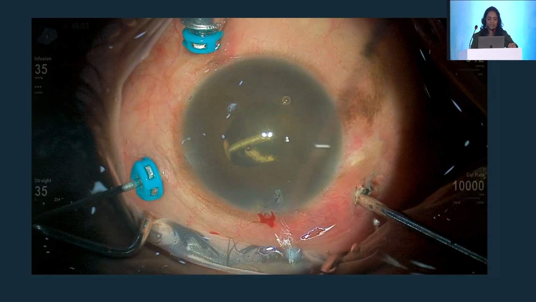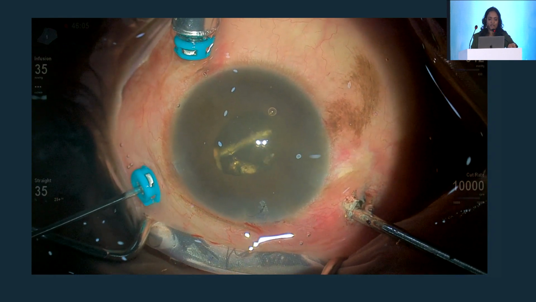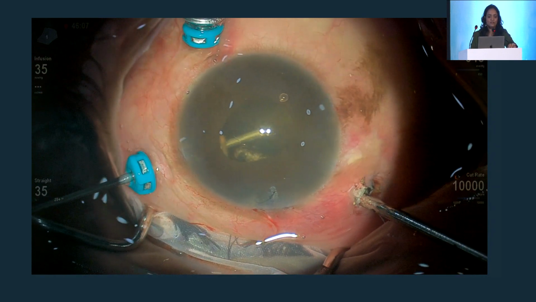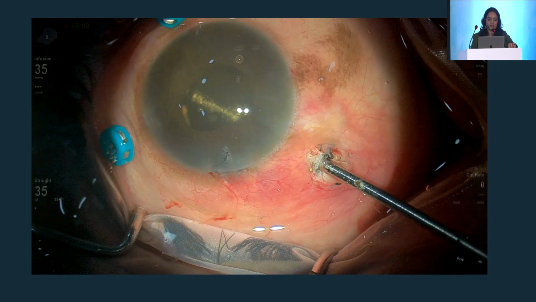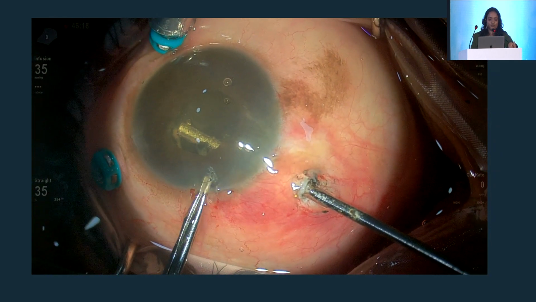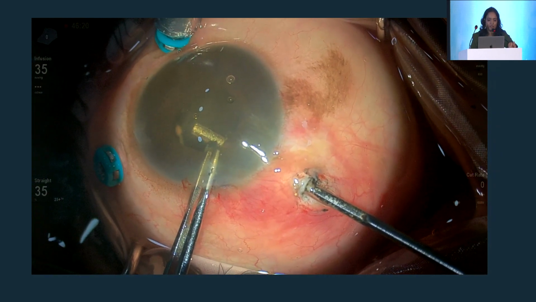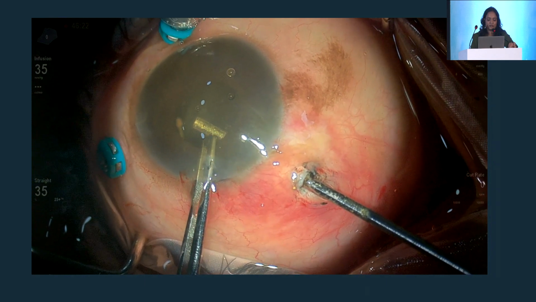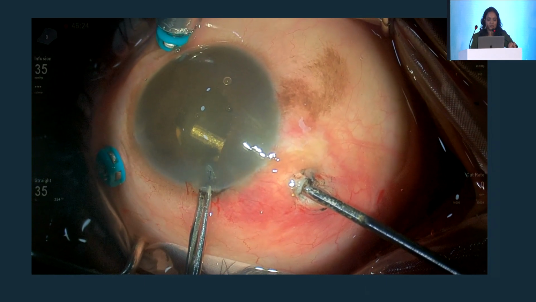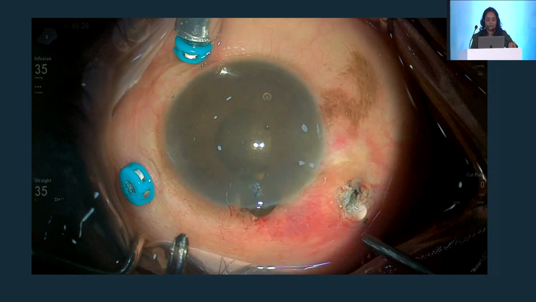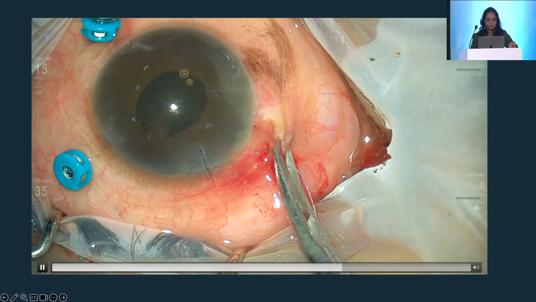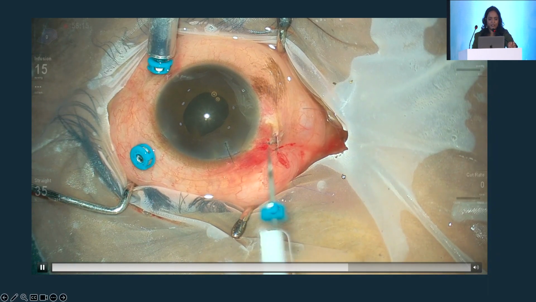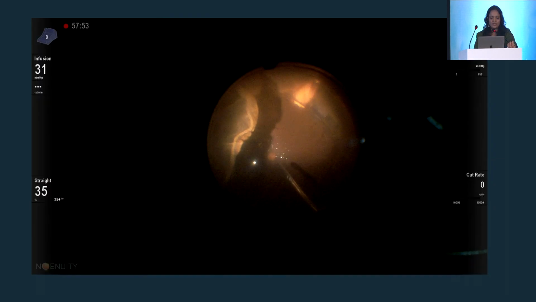So I went in with the intraocular magnet, made sure I removed and freed all the vitreous around the foreign body as well as near the base, and then chose to remove this foreign body through the limbus under viscoelastic protection. And then sutured the sclerotomy and the limbus and completed the vitrectomy.